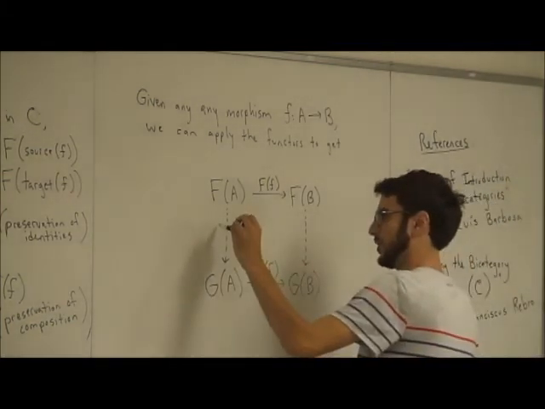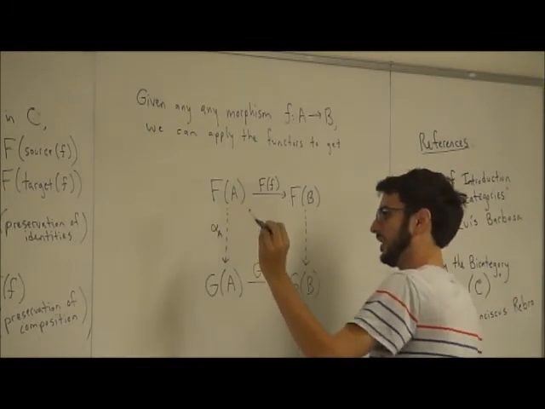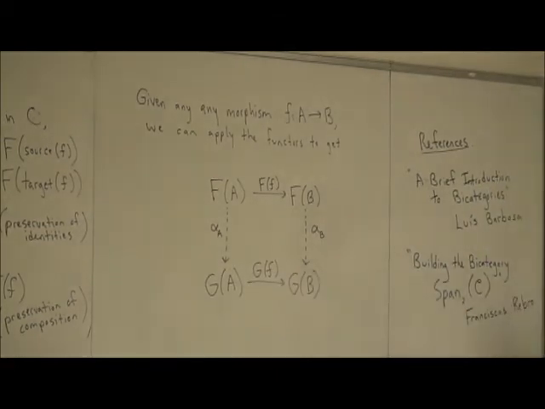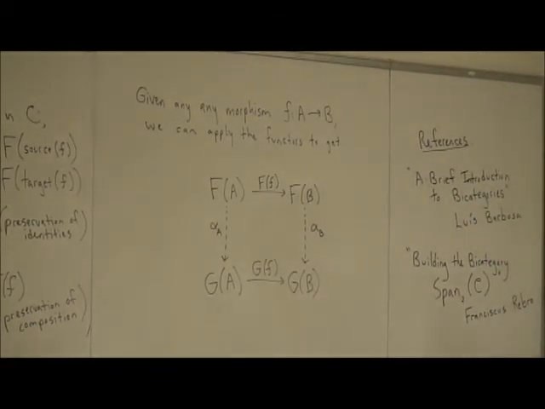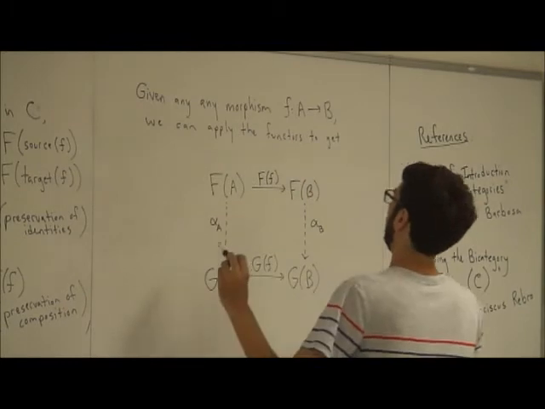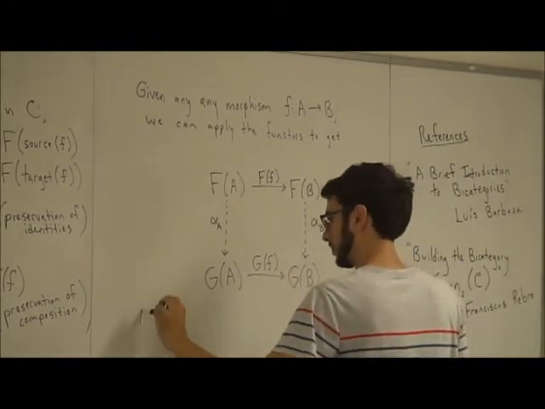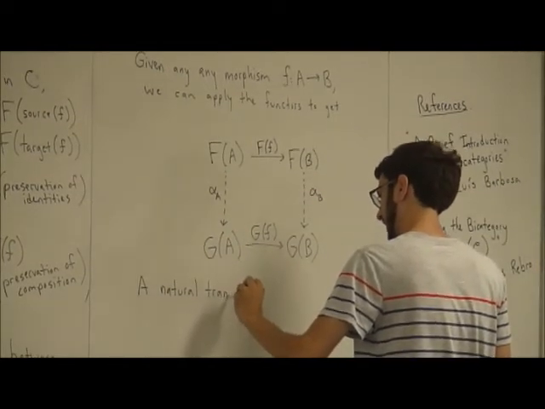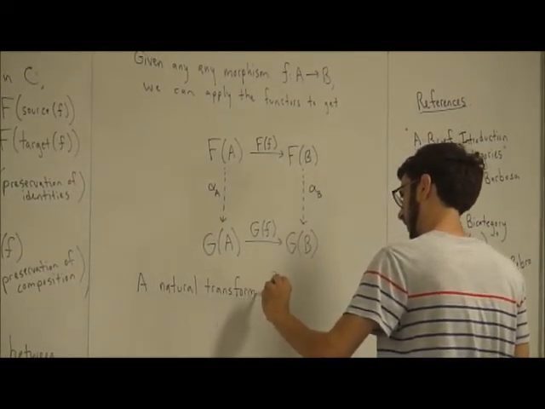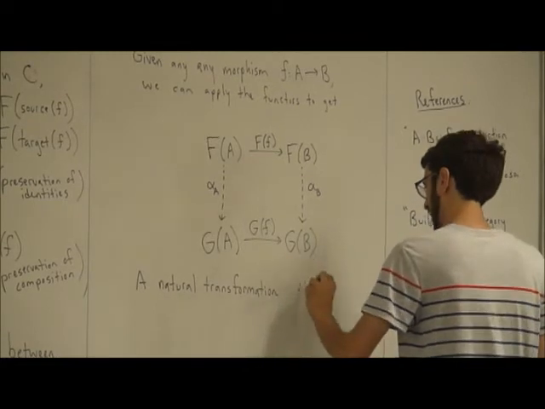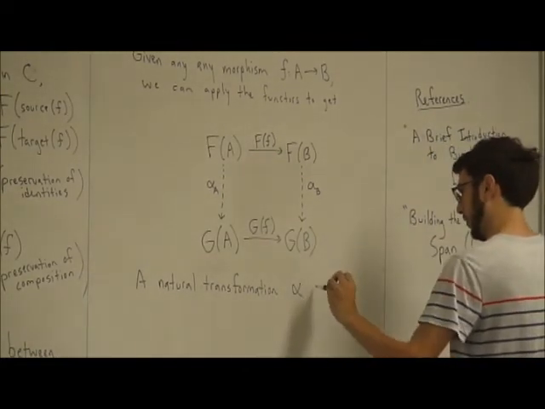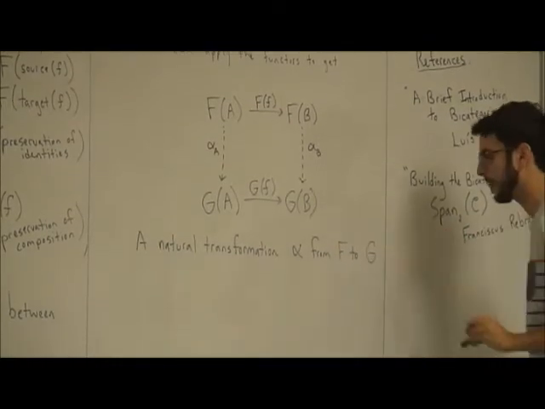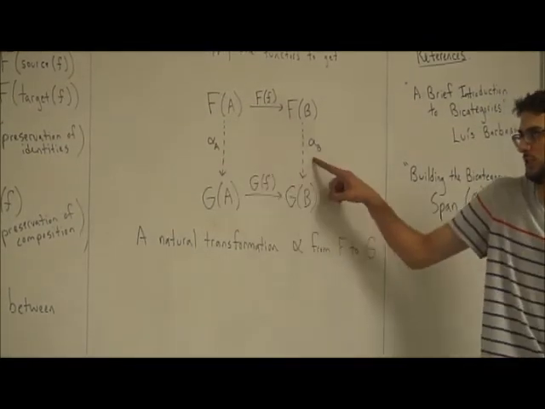And this is going to be known as alpha A here. This is going to be called alpha B. Okay. So the idea is a natural transformation alpha from capital F to capital G is a family of these arrows here.